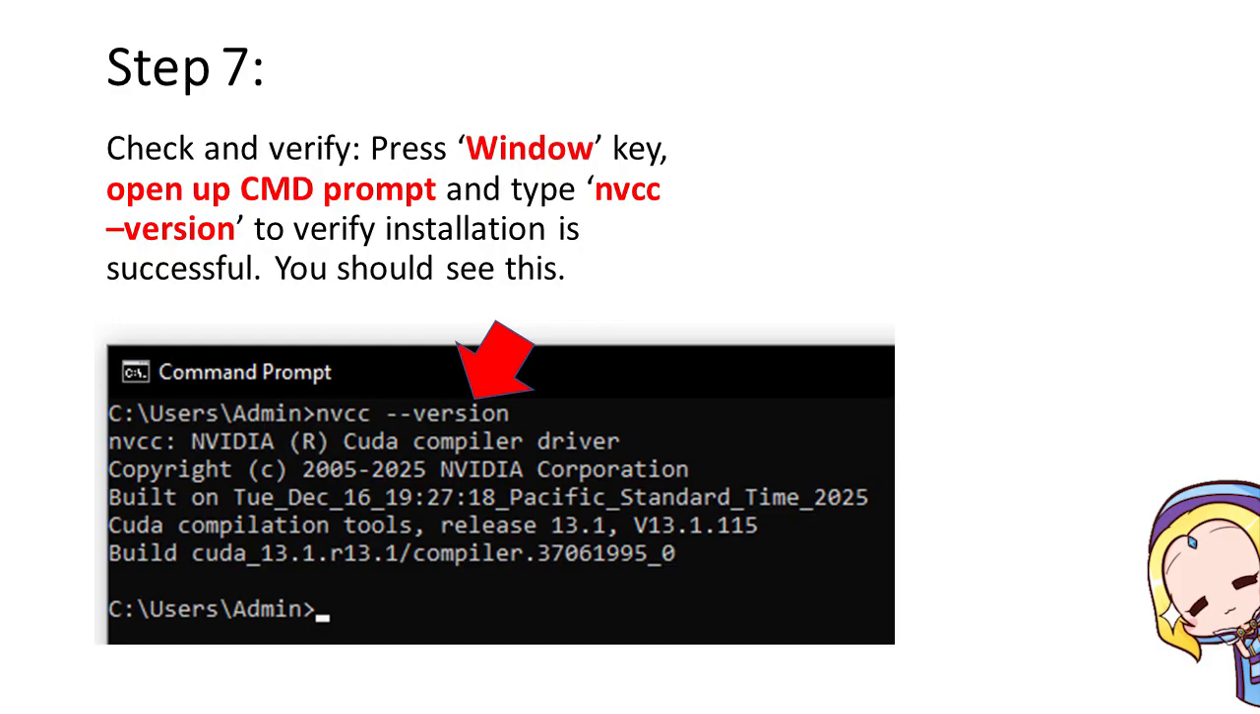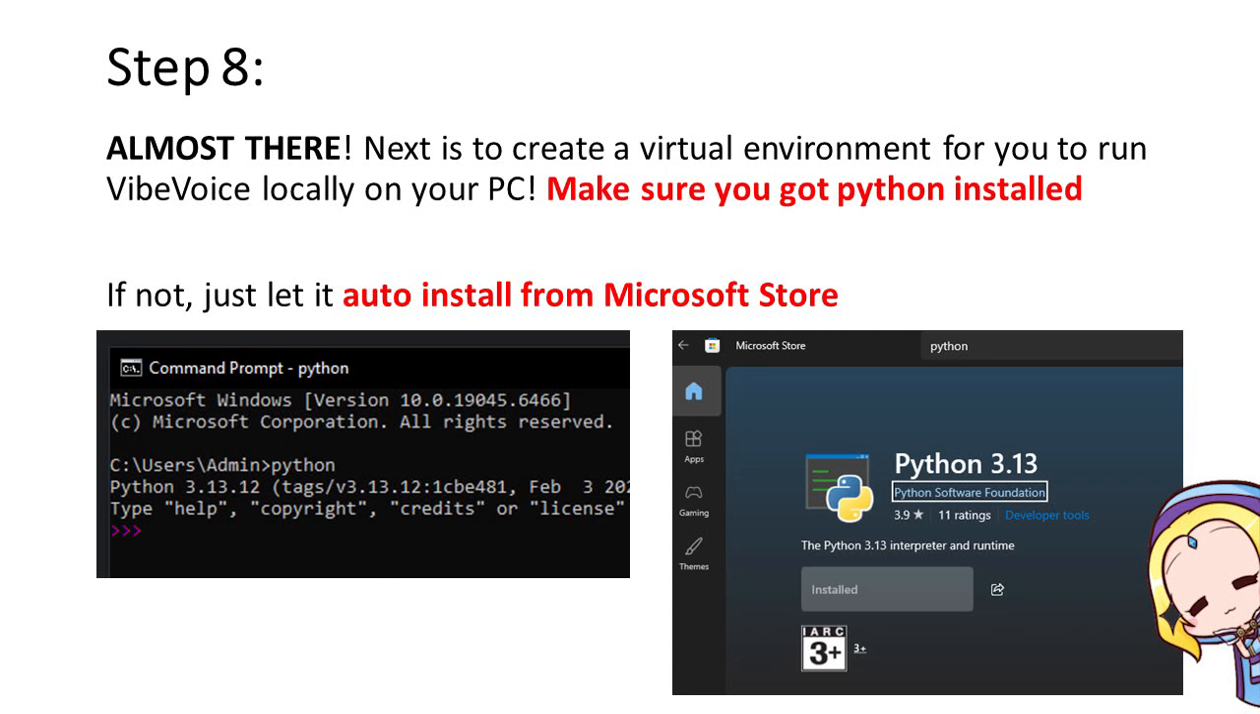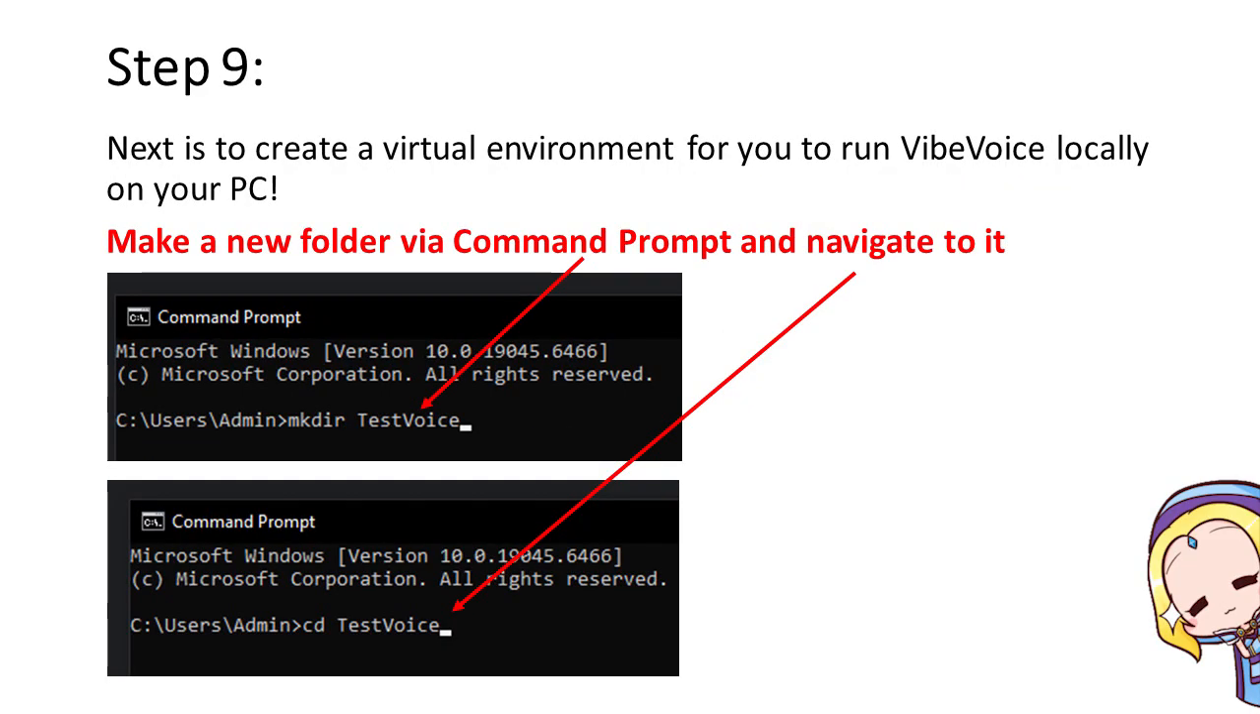You should see this. Step 8, we are almost there, just need to get Python installed from Microsoft Store if you do not have it already. Type Python in command prompt to see if you have it, if not install it. Step 9 is where we make a new folder and create a virtual environment for VibeVoice to run locally.